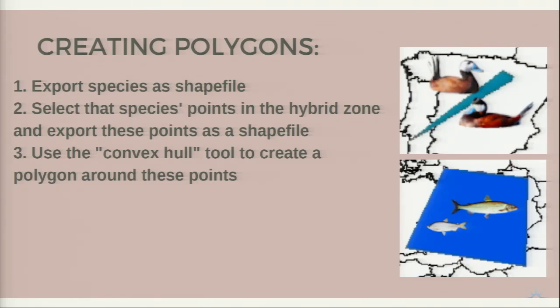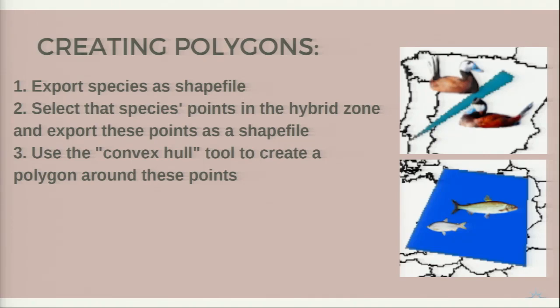Once I had all of this point data on top of a global base layer, I exported the individual species as shapefiles from the point data and selected the species points that were occurring in the hybrid zones. Once I had those points selected, I was able to export these points as another shapefile.